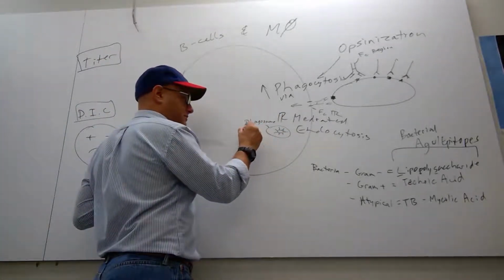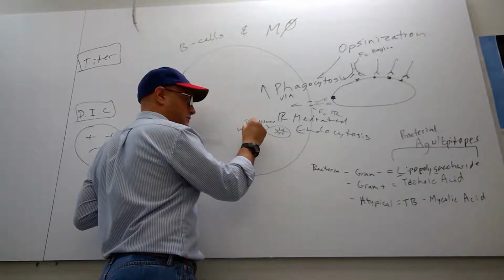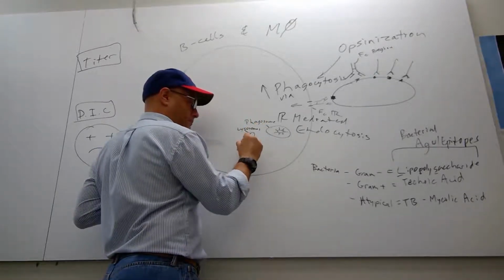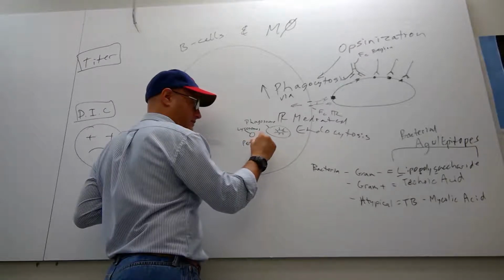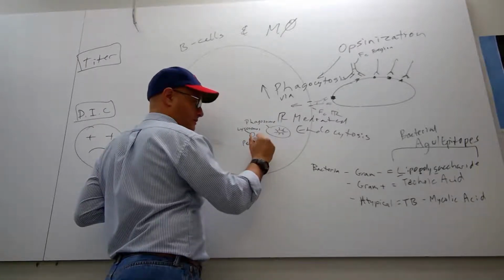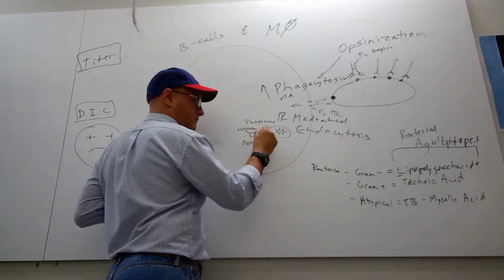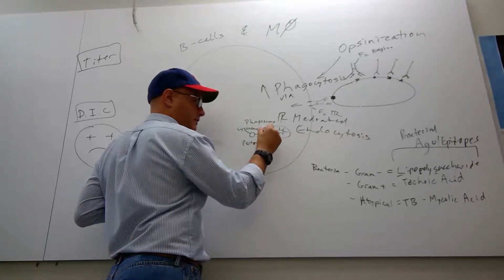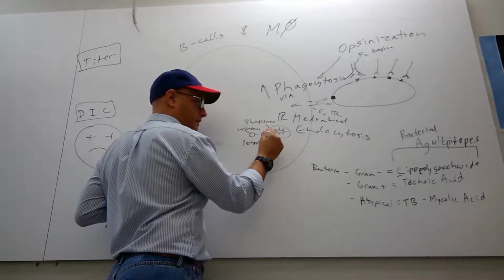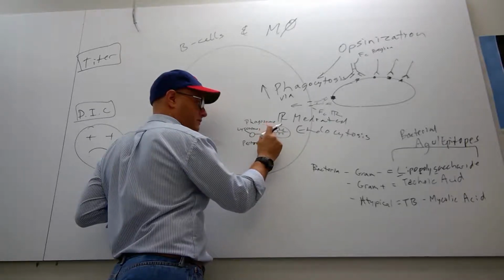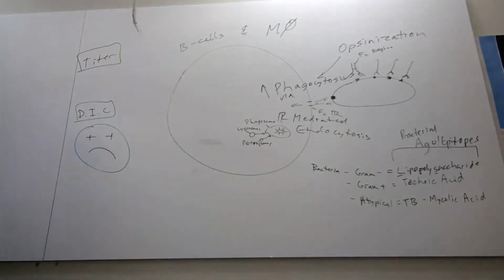And now I got what? Oh, well, I got lysosomes. And I got peroxisomes. And I can merge them. Everybody see that? And dump the products into the vesicle. So now I make this harsh environment for the breakdown and destruction of the bacteria. Did everybody hear me?